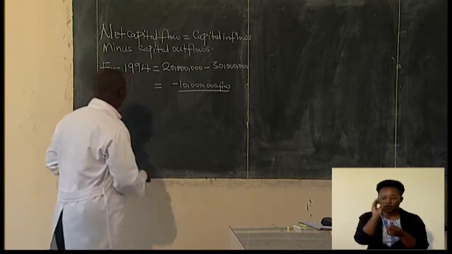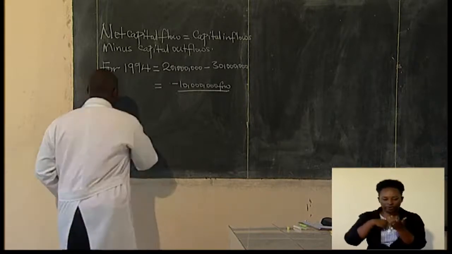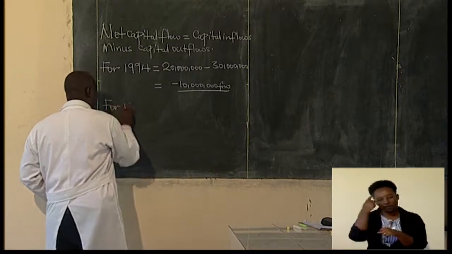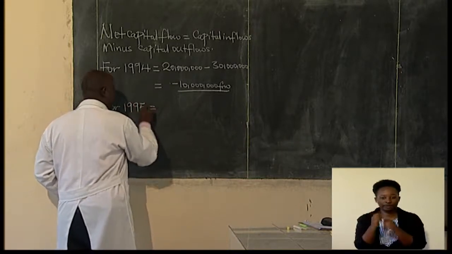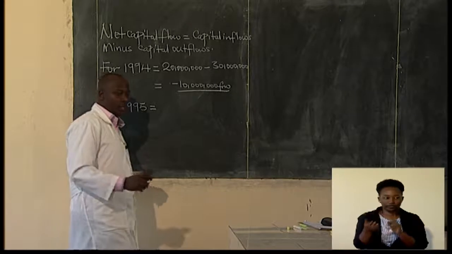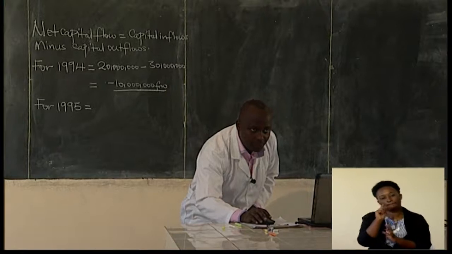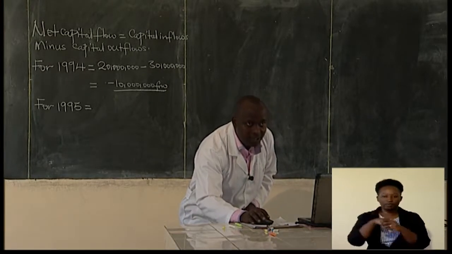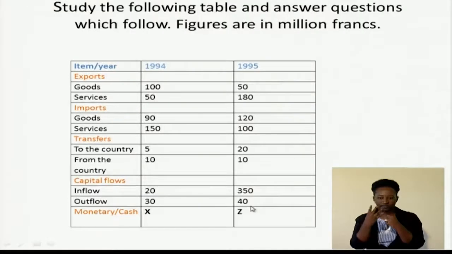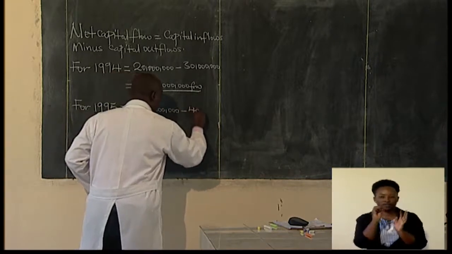Now, to get the net capital flow for 1995, because we are calculating for both years, learners, the formula is the capital inflow minus the capital outflow. Check the column of 1995, on capital flows. In 1995, the inflow is 350 million. The outflow is 40 million. So we get 350 million minus 40 million.